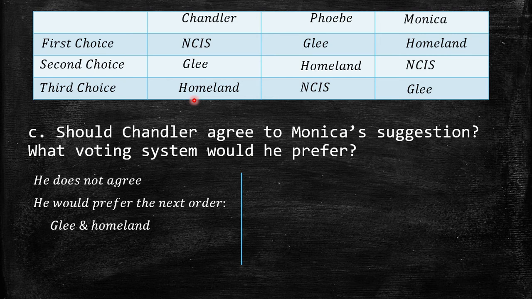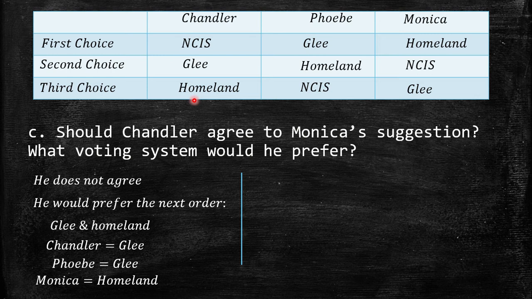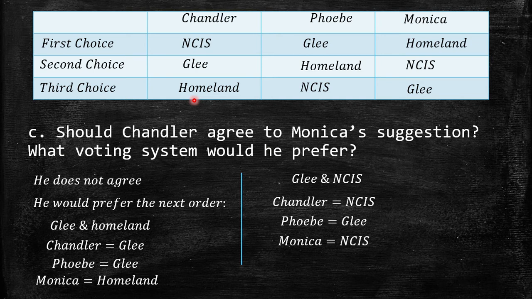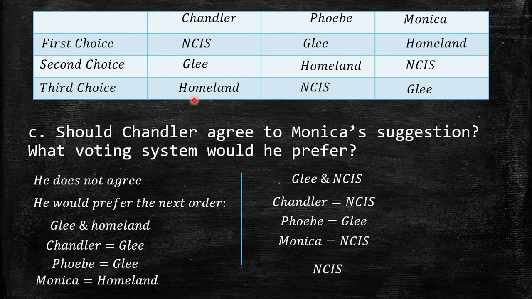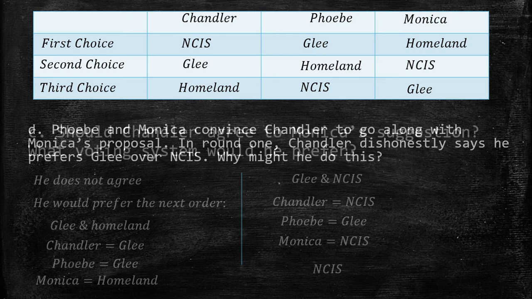So he would prefer Glee versus Homeland. Then Chandler says Glee, Phoebe Glee, Monica Homeland. So the winner is Glee, and the next round is Glee versus NCIS: Chandler NCIS, Phoebe Glee, Monica NCIS. Then NCIS wins. So with this system of rolling out options, the series that the friends will watch should be NCIS. This should be better for Chandler.